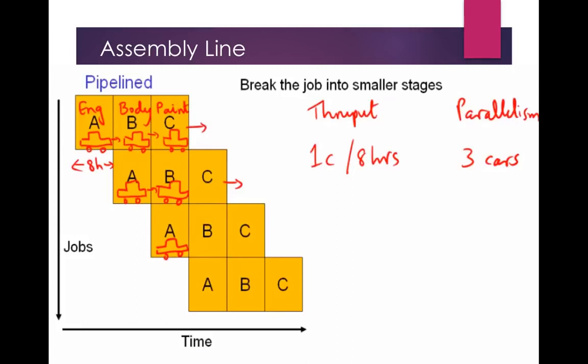But when we split into jobs, once the engine person is free, we can allot the second car for manufacturing the engine. So we can reduce the time and improve the performance.